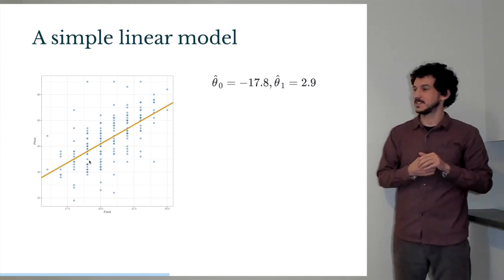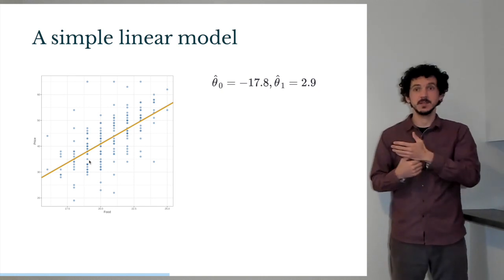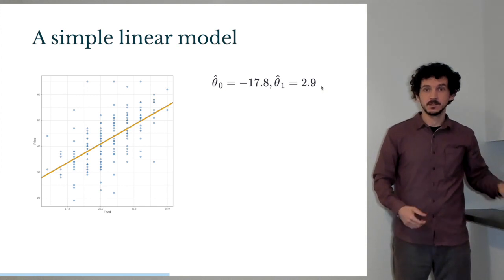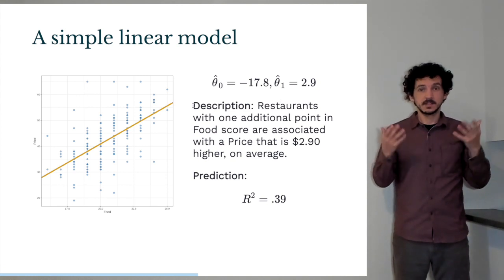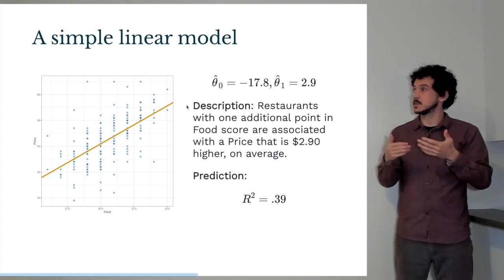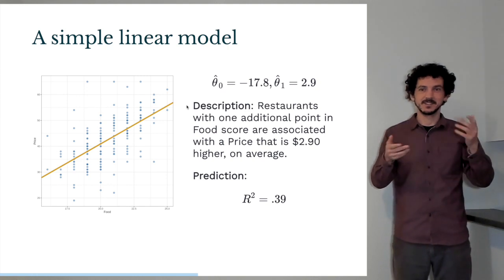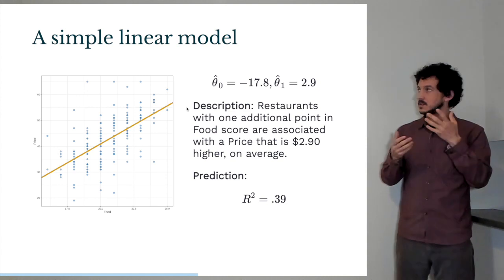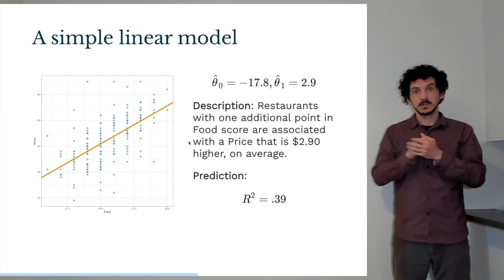All right, so we fit that line. We use the matrix operations to get this, and we come out with these two estimates. The one of interest is that second one, the slope. So what does this slope tell us? Well, if we're using this model descriptively, it's telling us that restaurants with one additional point in the food score are associated with a price that is $2.90 higher on average. That it's positive is not surprising. The particular magnitude might be somewhat surprising.